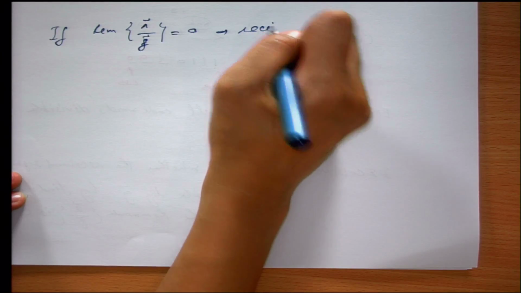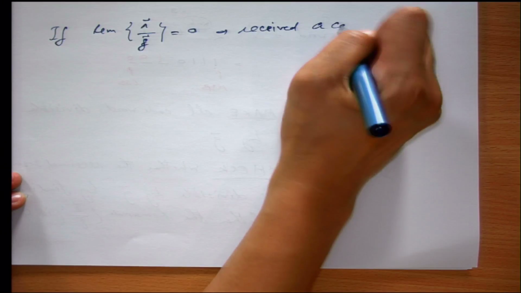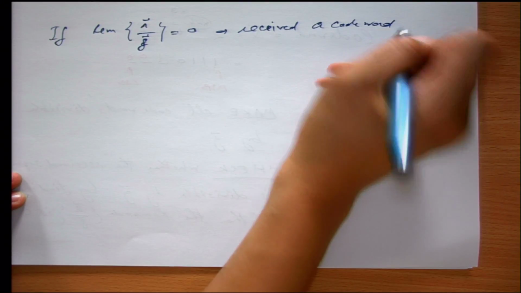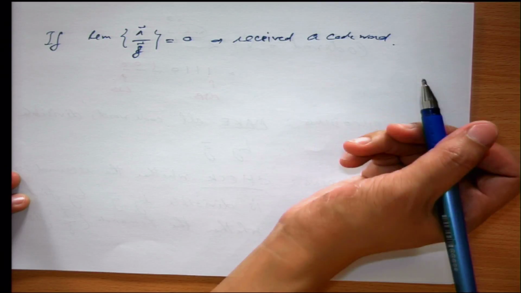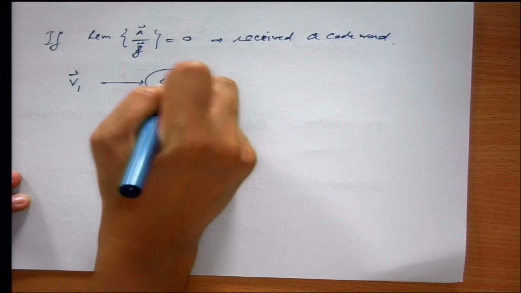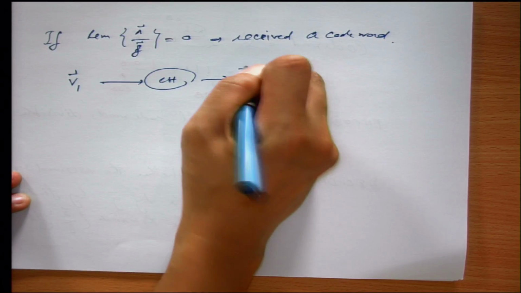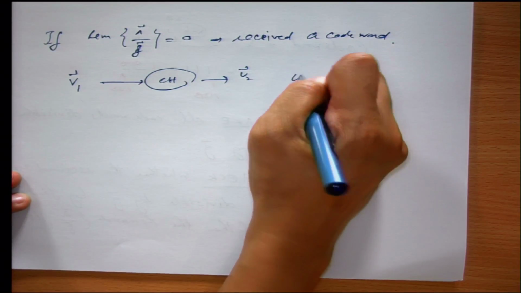So if the remainder of R divided by G is equal to 0, you have received a code word. However, this code word doesn't have to be the same as the transmitted code word. It is possible that you send V1 through a channel and you receive V2, okay? And both of these are divisible by G. And in this case, you get an undetected error.